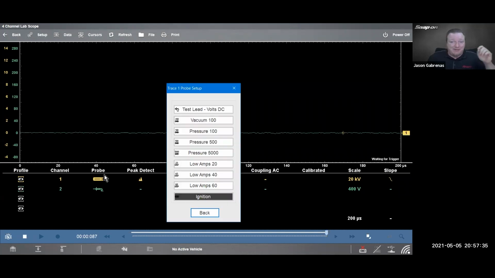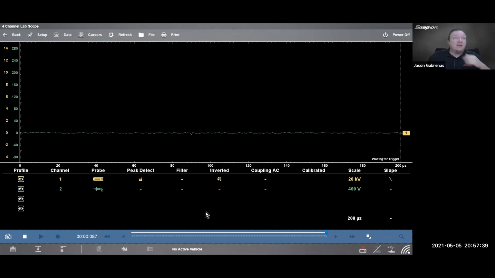Other than that, like the techie specs down to the chips and stuff like that, I don't have that off the top of my head. I'm sorry about that. All right, let's see.